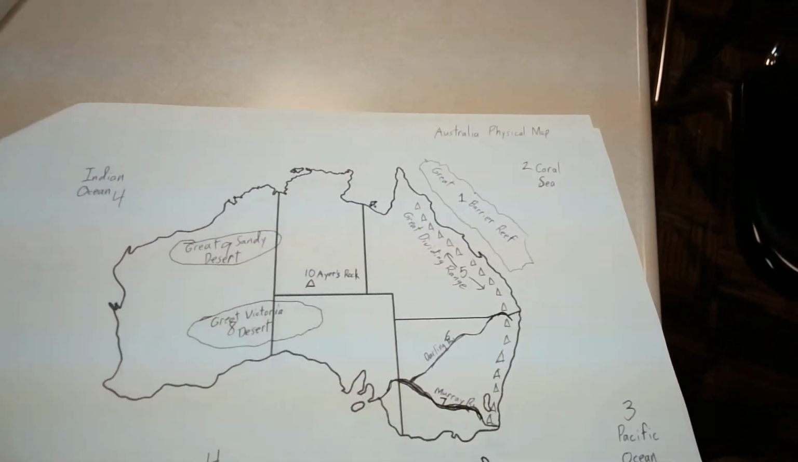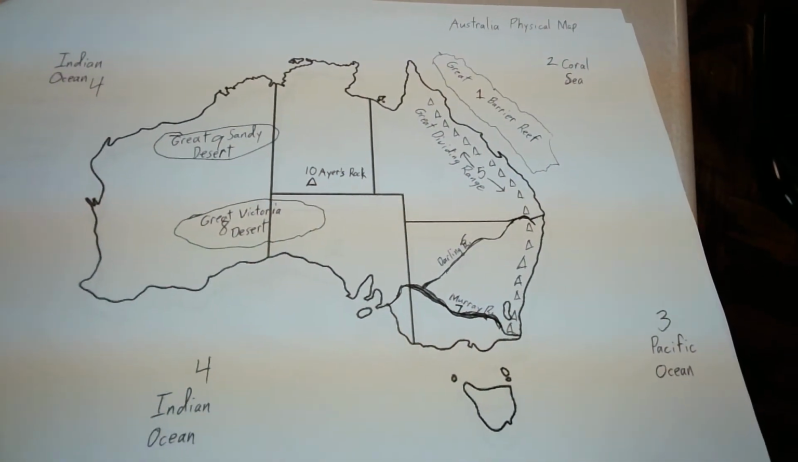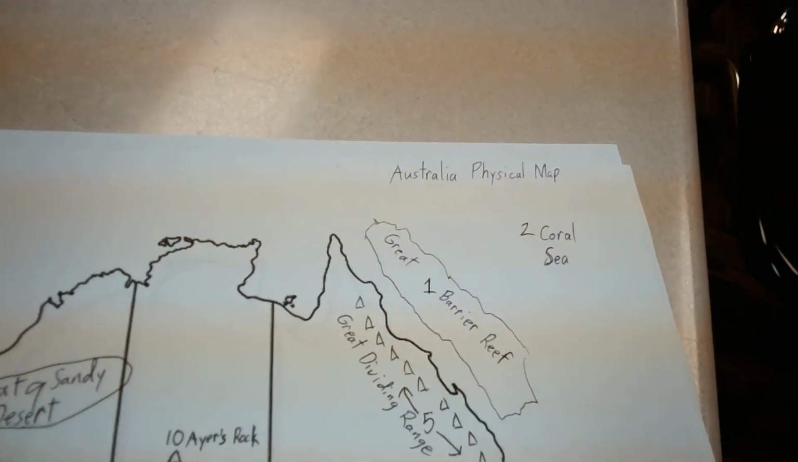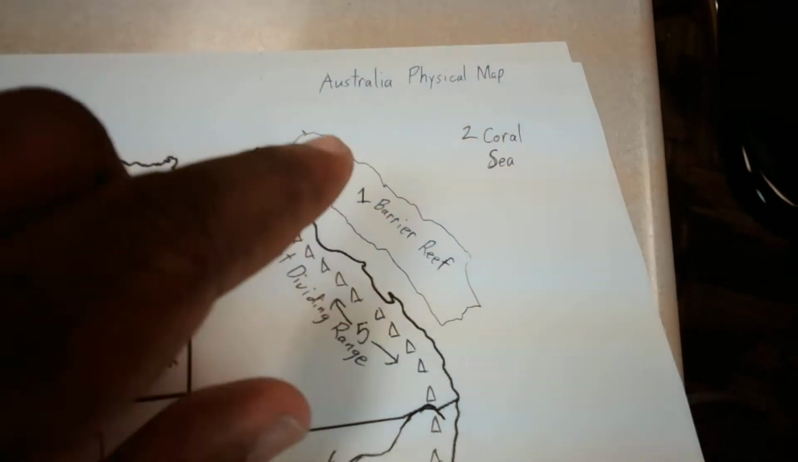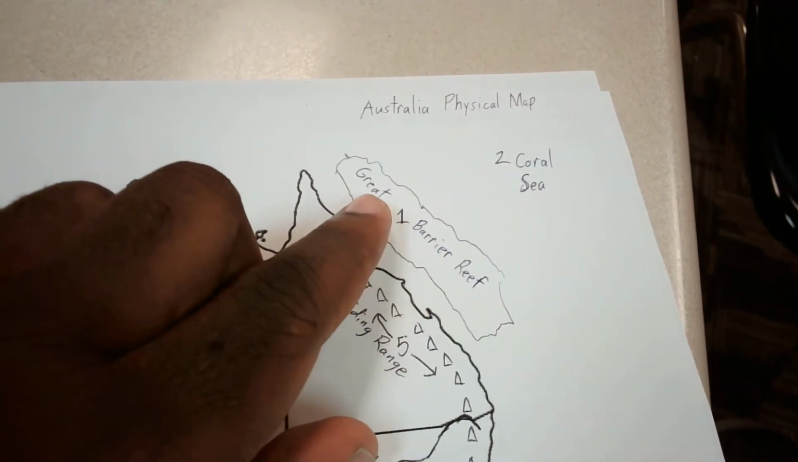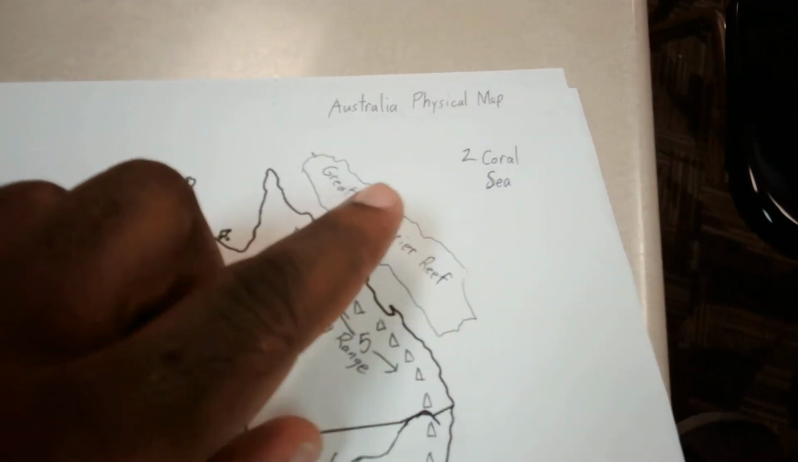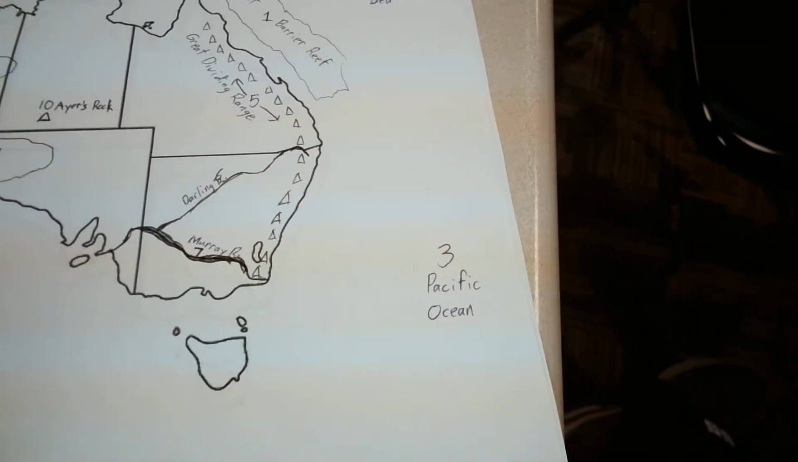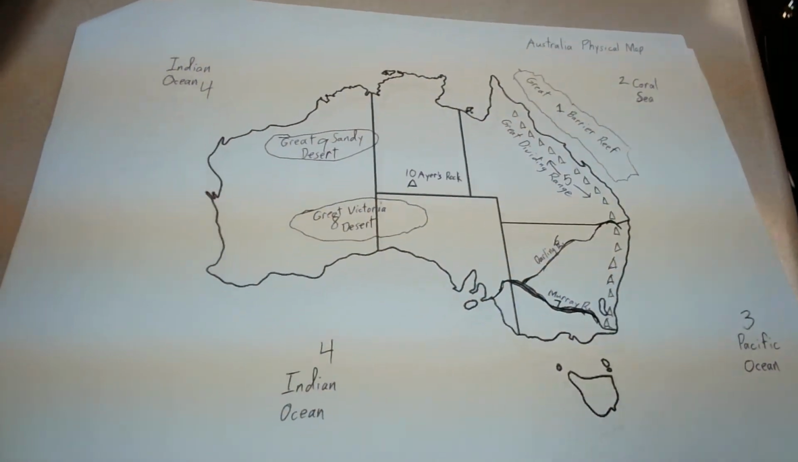Now, if we turn over, these are the physical features that you need to put on your map. So if you notice, we'll go through these. Number 1, we've got the Great Barrier Reef over here. This is the largest reef in the world. You got the Coral Sea out here. The Pacific Ocean borders Australia to the east.